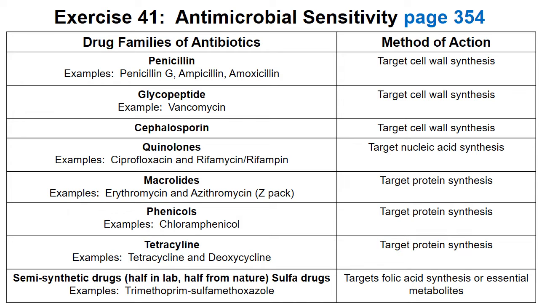And last but not least, we have our non-penicillin derivative, or in other words, non-penicillin drugs, which are called semi-synthetic. They're made half in the lab and half from nature. An example is a sulfa drug. And again, if you're allergic to penicillin, they might give you sulfa drugs. These drugs target the folic acid synthesis, or what we call essential metabolic or metabolite synthesis of cells. And examples include trimethoprim sulfamethoxazole, all of which, or most of which, of these antibiotics will be tested on the next few slides.